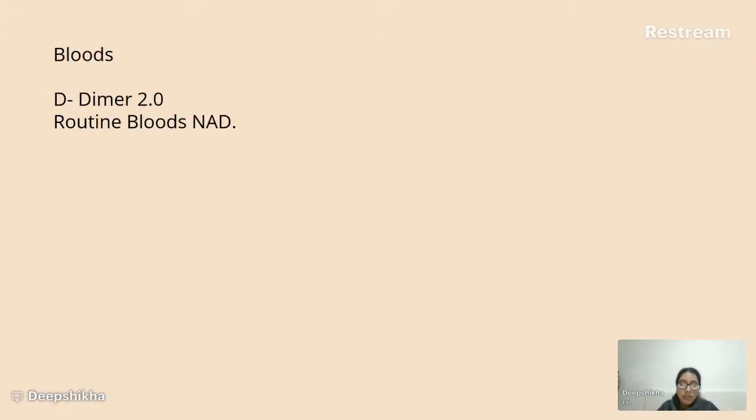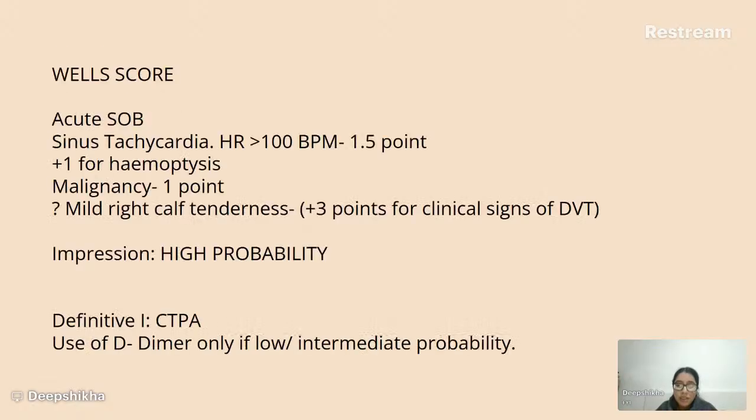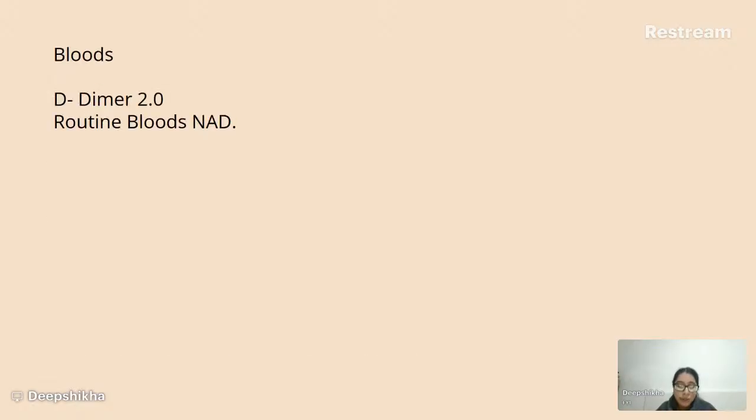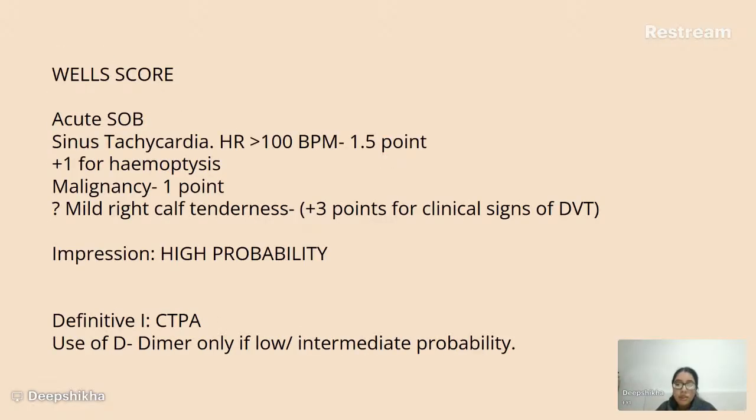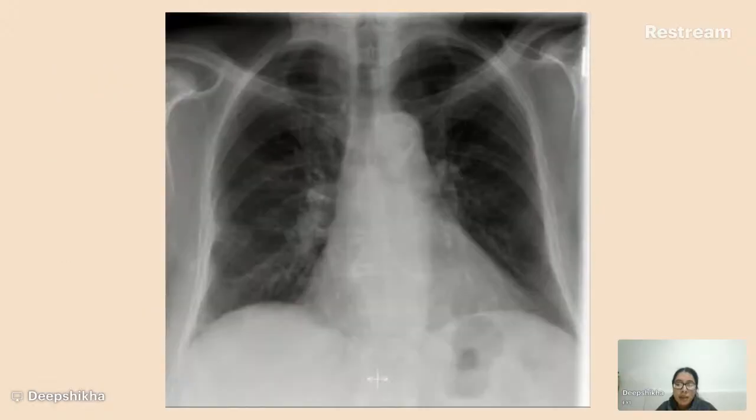And yes, the D dimer is 2.0. The units are different in different trusts as well, so it could be either 2.0 or 2000. Bloods are all negative.